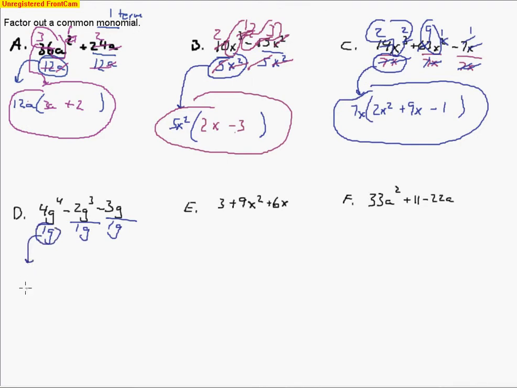So we just stick g on the outside of a parenthesis. Again, large parenthesis, allow room for everything for those 3 terms. Let's see what's left over. G goes into these 4g's. We have 3 times. So we're left with 4g to the 3rd power.